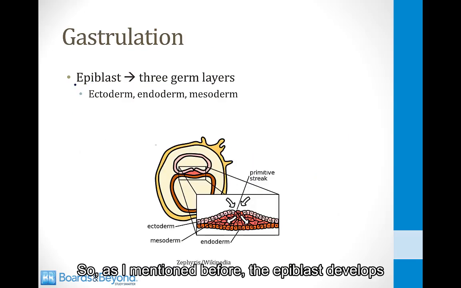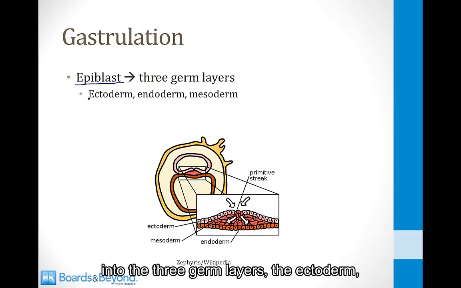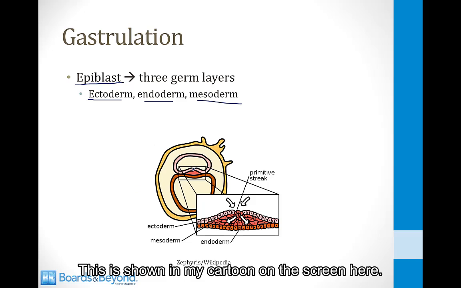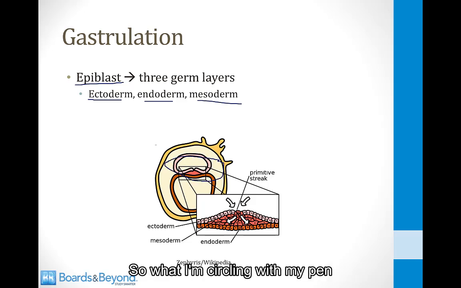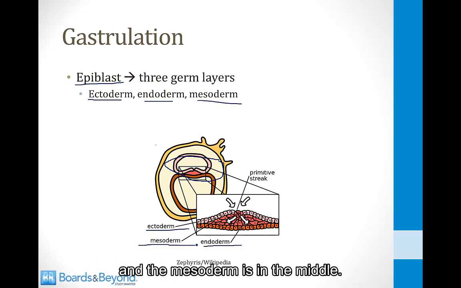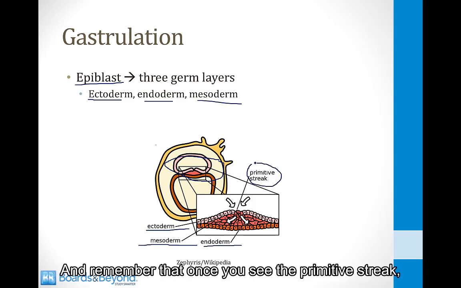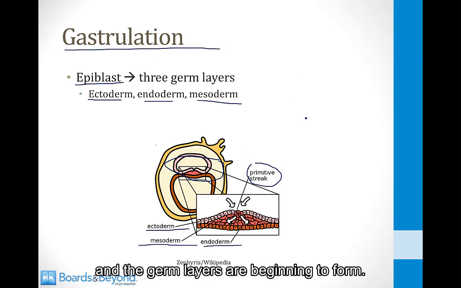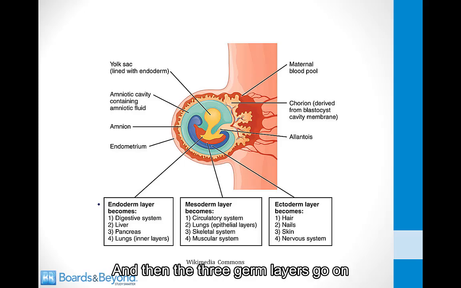So as I mentioned before, the epiblast develops into the 3 germ layers, the ectoderm, the endoderm, and the mesoderm. This is shown in my cartoon on the screen here. So what I'm circling with my pen is what used to be the bilaminar disc. It's now formed 3 layers. The pink layer on top is the ectoderm, the brown layer on the bottom is endoderm, and the mesoderm is in the middle. I've also shown an invagination here, which is the primitive streak. And remember that once you see the primitive streak, that means that gastrulation has begun and the germ layers are beginning to form. And then the 3 germ layers go on to develop all the parts of the embryo.